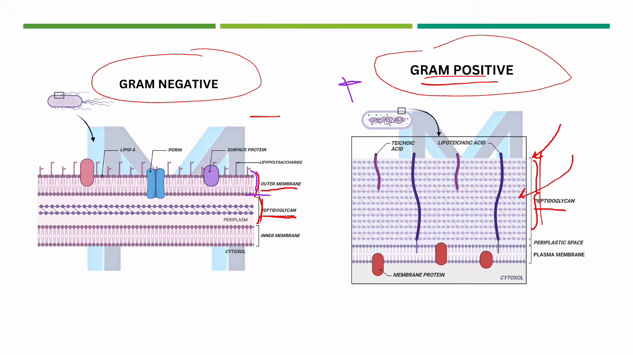So that's two main things. The cell wall structure is different, right? One has an outer membrane, the other one doesn't. One has a thick peptidoglycan layer, the other one doesn't. One turns purple during staining, the other one doesn't.